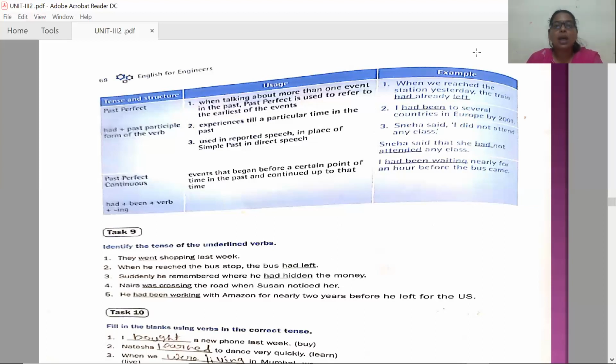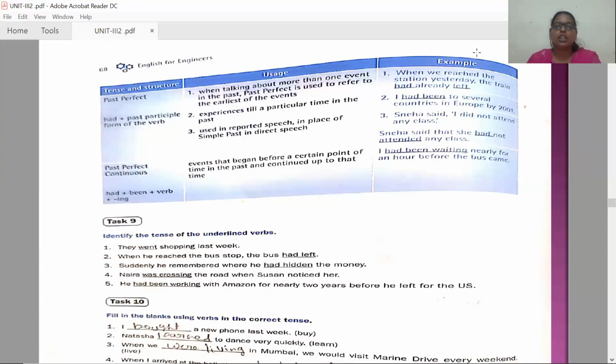And coming to the other one, past perfect continuous tense. Had plus been plus verb ing. Events that begin before a certain point of time in the past and continued up to that time. I had been waiting nearly for an hour before the bus came. So this is about past perfect continuous tense.